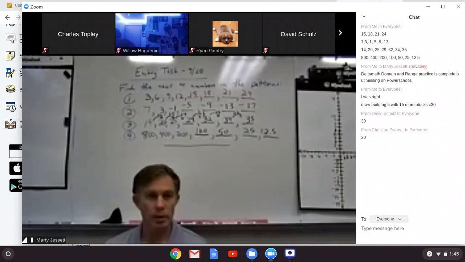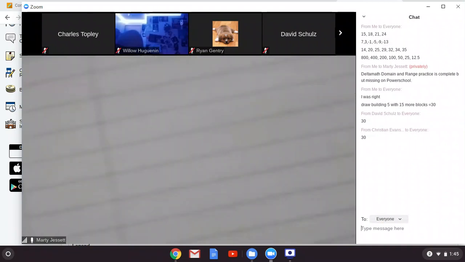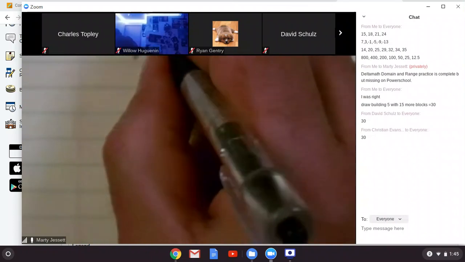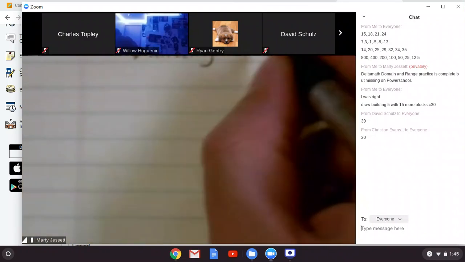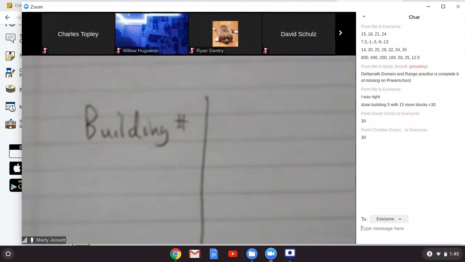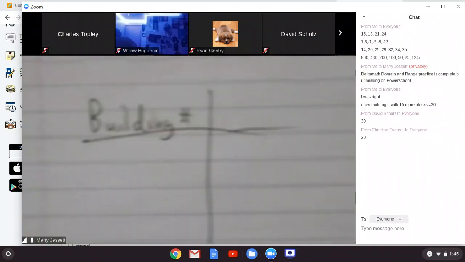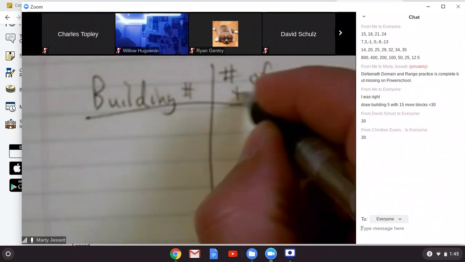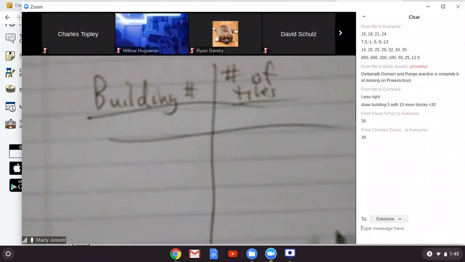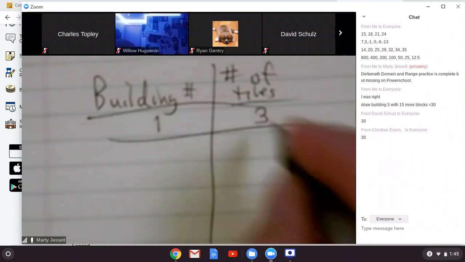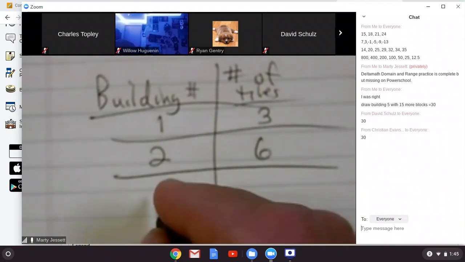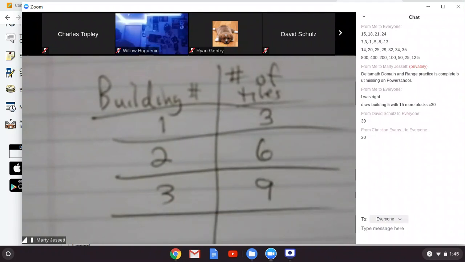Whoops. Stop. I want to switch it. Okay. So I'm just going to show you a table way to do this, okay? So in one column, I'm going to put the building number. In the other column, I'm going to put the number of tiles. So we've looked at that picture for a long time. When there was one building, there were 3 tiles, okay? When there were 2 buildings, there were 6 tiles. When there were 3 buildings, there were 9 tiles.